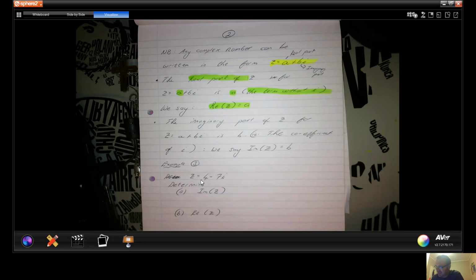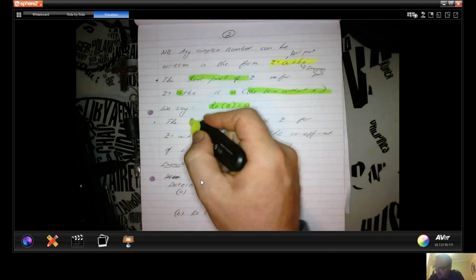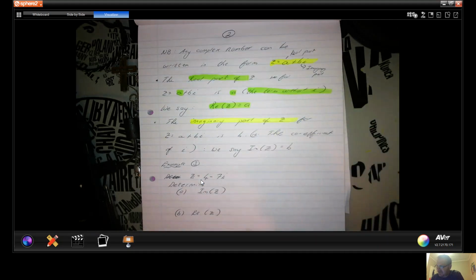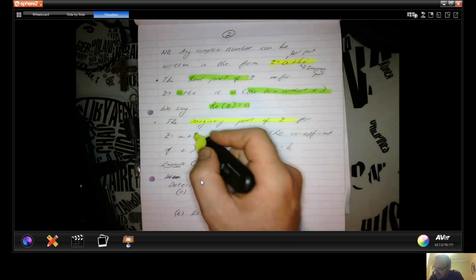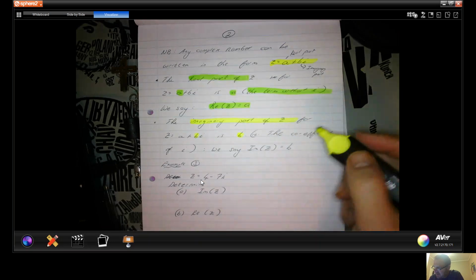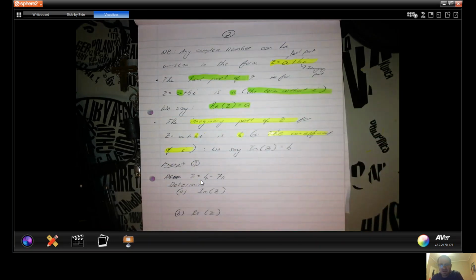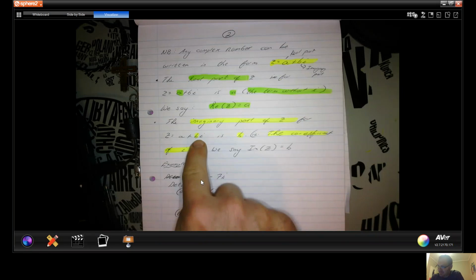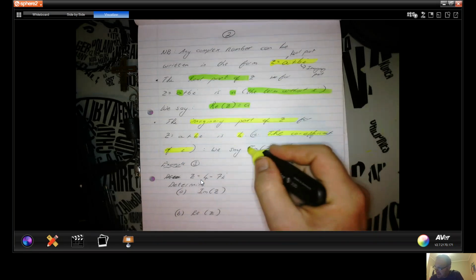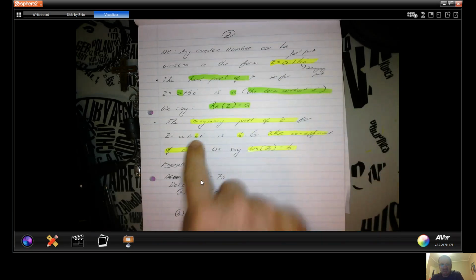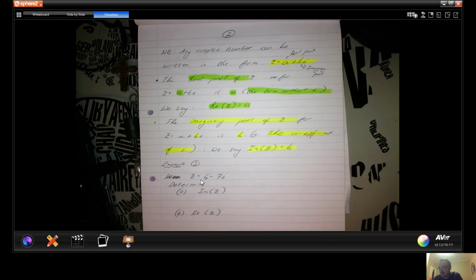The imaginary part of Z, for Z equal to a plus bi, is b, the coefficient of i. It's the number in front of i, and we say that the imaginary part of Z is equal to b, just that coefficient. So in example 3, we're given a complex number, Z is equal to 4 minus 7i.